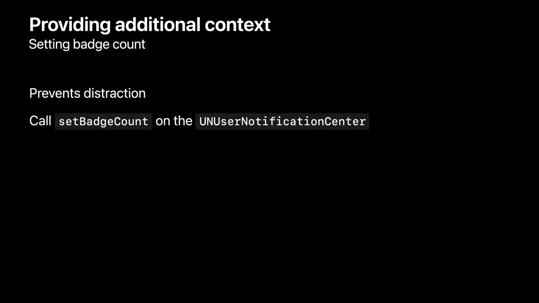Another way to provide the system additional context is by updating your app's badge count to reflect what is important during the currently enabled focus. This prevents distractions for your users. There's a new API in user notifications for this purpose. On UNUserNotificationCenter, you simply call setBadgeCount with an unsigned integer that represents the new badge value. Now you know how to provide additional context to filter notifications or set the badge count.